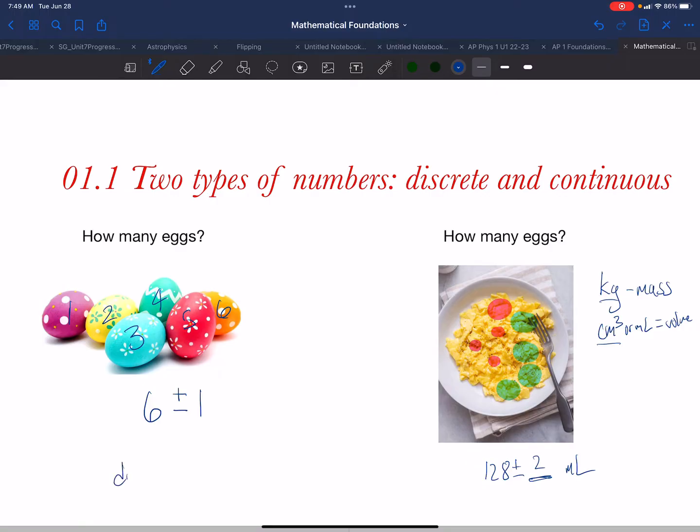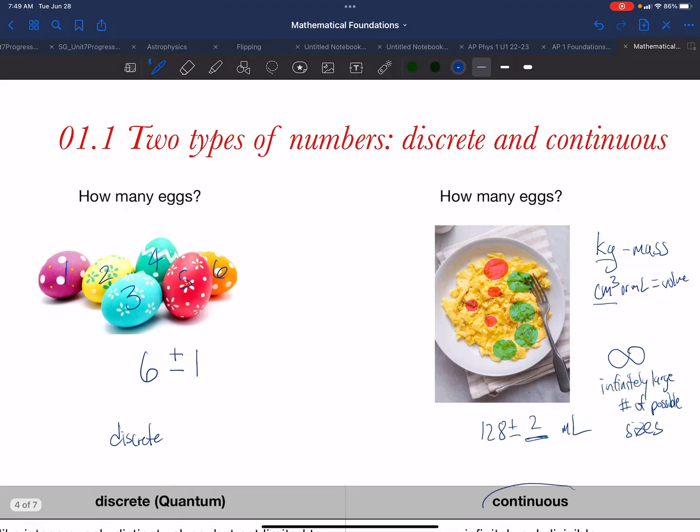So, as we said previously, this is an example of something that's discrete. It can change in size by only a definite sized amount, whereas the amount of these eggs could change by an almost infinitely large number of possible sizes. And that is where we use the word continuous. This can be continuously broken down into smaller and smaller pieces.